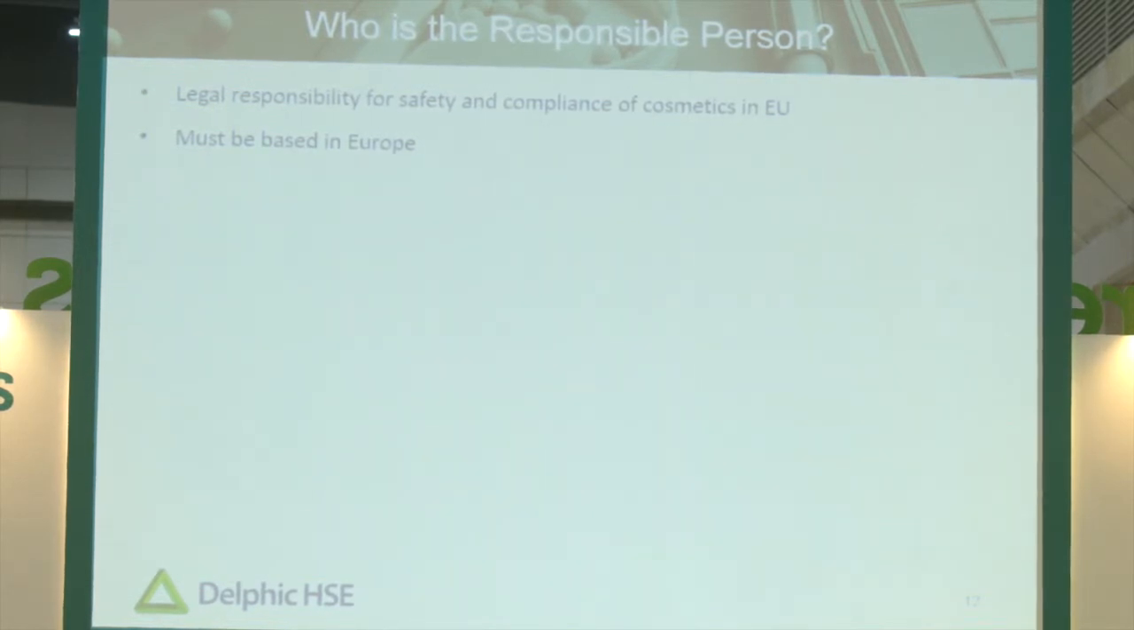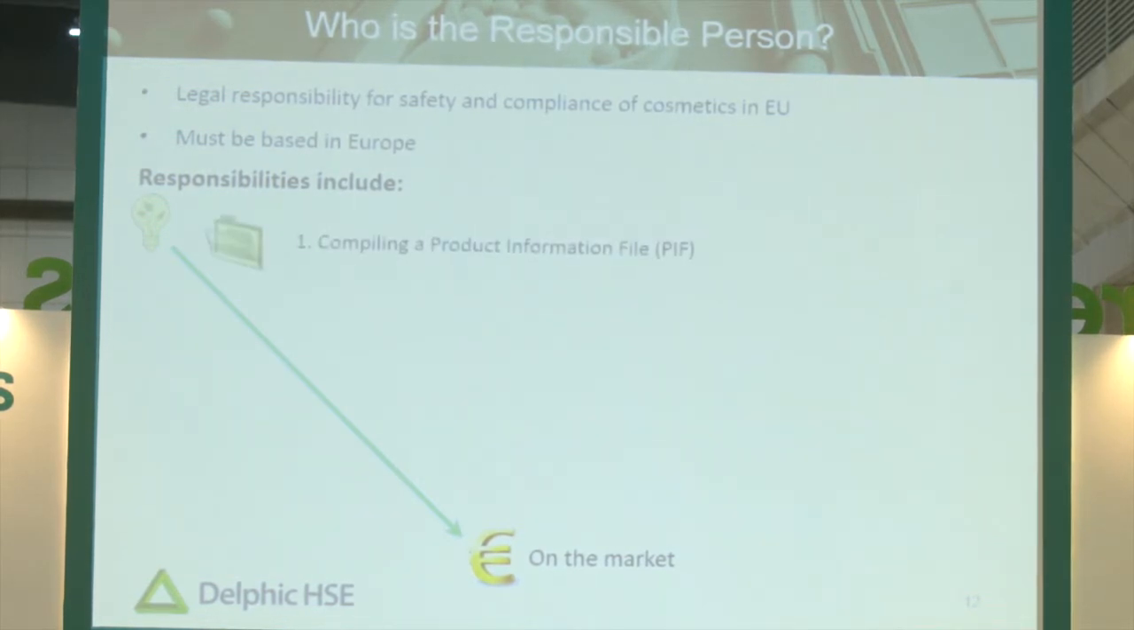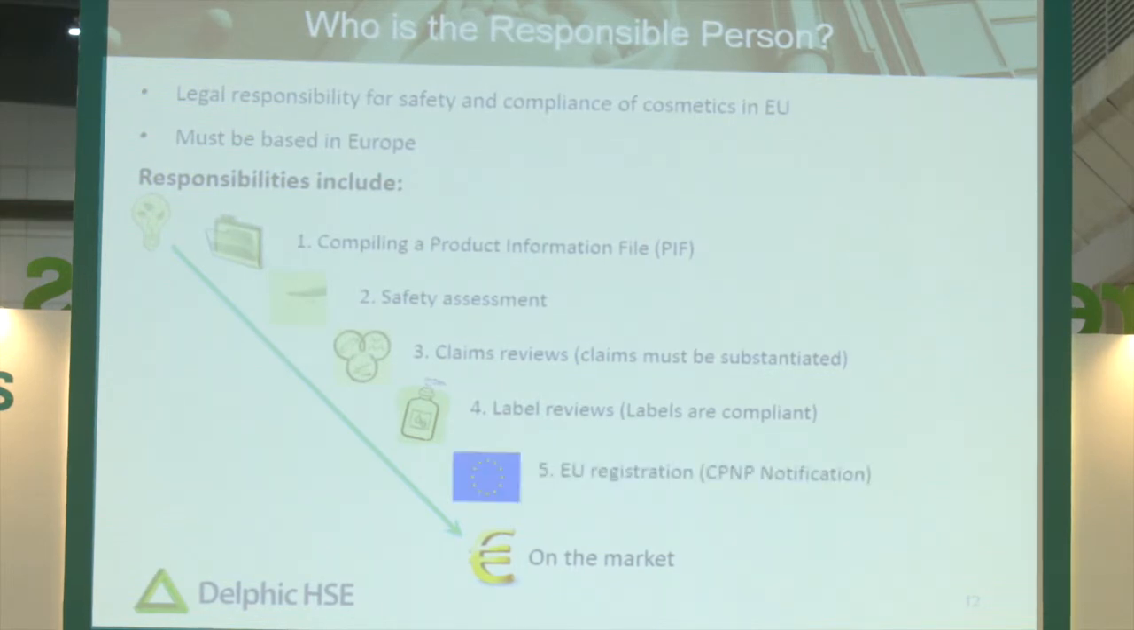They can be the manufacturers, importers, sometimes the distributors within the EU, or the role can be authorized to a third legal or natural person, or a third company based in the EU. From the initial product design, manufacturing, and finally placing on the EU market, the responsibilities of the RP include: first, compiling a product information file, the PIF, P for preparation; then conducting the safety assessment, processing the claims review, making sure that all the claims are substantiated, and processing the label review; and notifying the product to the EU Commission database, the CPNP. And last is ongoing surveillance and due diligence.